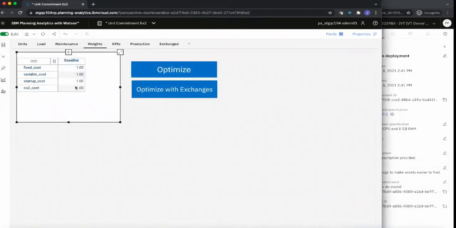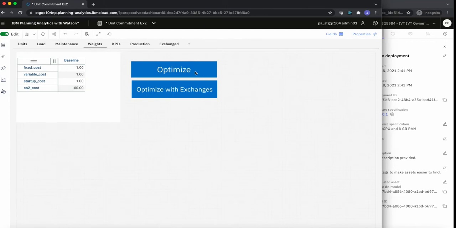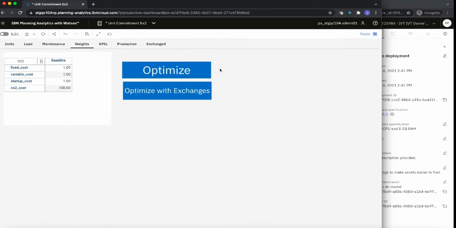For example, the Planning Analytics user will increase the cost of producing carbon dioxide 100 times. Then select the optimization action button to recalculate the production plan. Selecting the optimize action button, the user kicks off the execution of a Watson Machine Learning process that reads data from TM1, writes the results back to TM1, and integrates through the action button to launch the process in Watson Machine Learning.